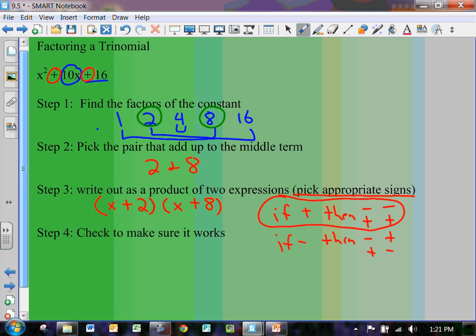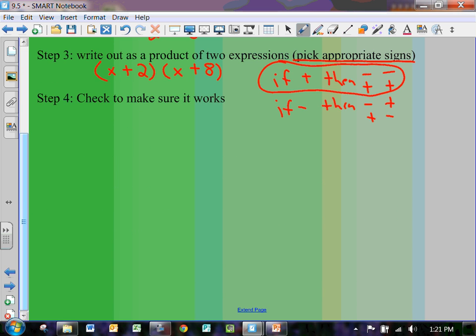And then step 4 is to check to make sure that that works. So we're going to take x plus 2 and multiply it by x plus 8. So first, multiplied together, is x squared. Outers is a plus 8x. Inners is a plus 2x. And then our last ends up being plus 16.